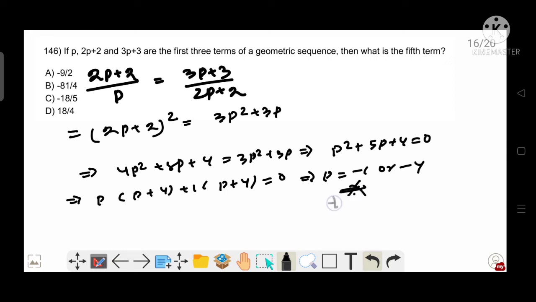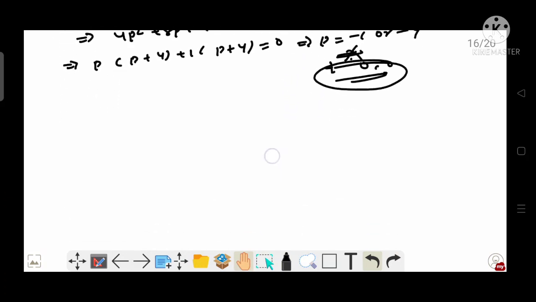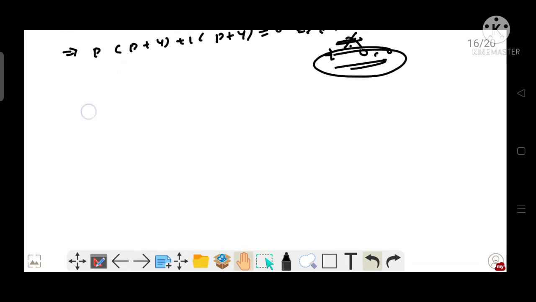This is 100. So this is not a geometric series. So we can consider the series minus 4, minus 6 and minus 9. The common ratio will be 3 by 2, since minus 6 by minus 4 is 3 by 2.